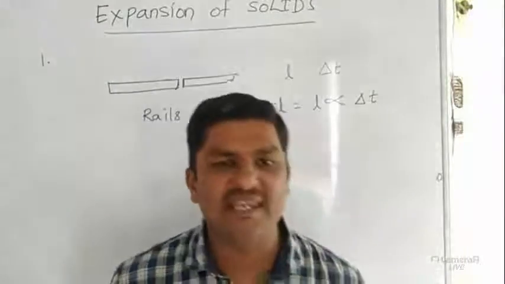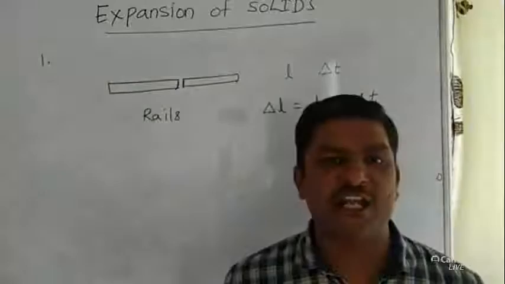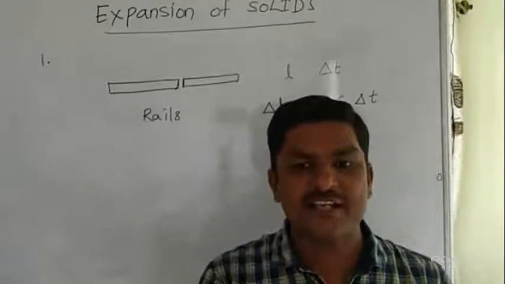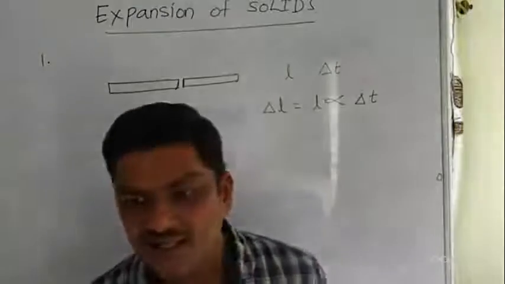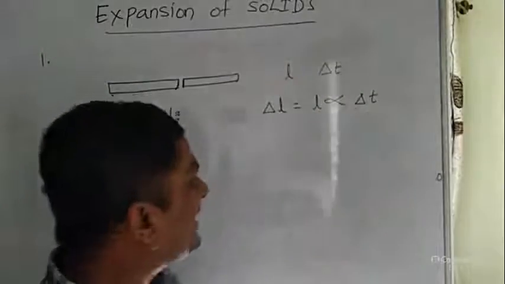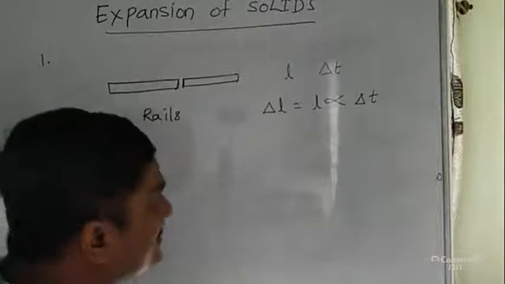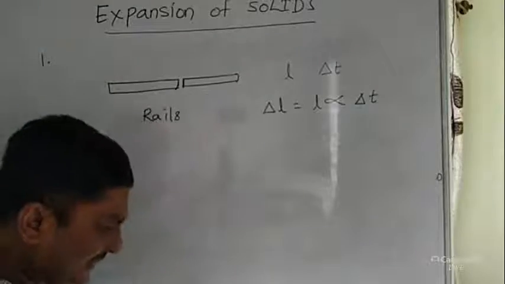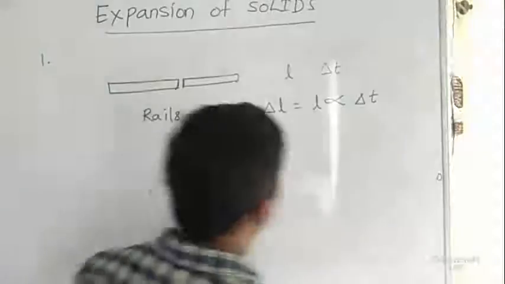So a small gap is left while constructing a railway track to allow thermal expansion, and the gap that should be left between the two rails is given by delta L equal to L into alpha into delta T. Okay, next one.